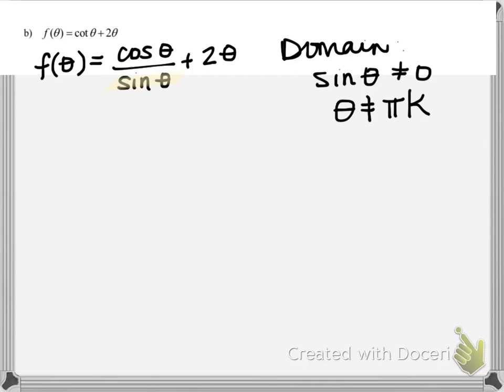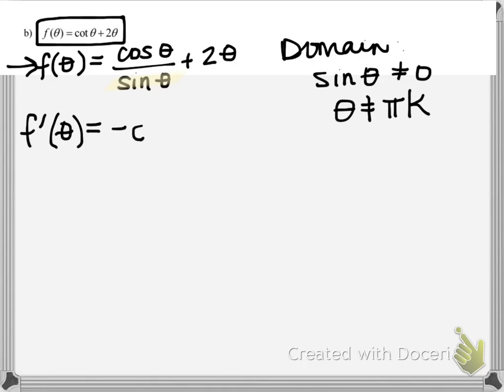So going back to our function, trying to find the critical numbers, we need to compute the derivative. Now, rather than using this newly rewritten function to find the derivative, I'm going to go ahead and use the original, because I don't want to have to do the quotient rule. So I'm just going to use my knowledge of derivatives. The derivative of cotangent theta is going to be negative cosecant squared theta, and the derivative of 2 theta will just be 2.